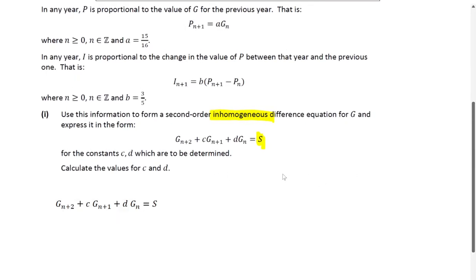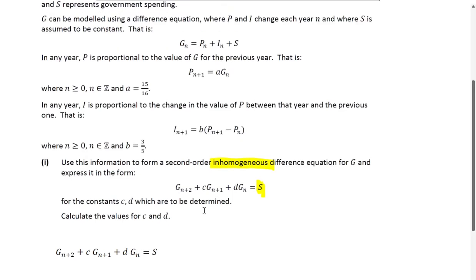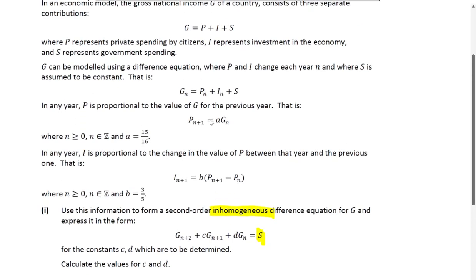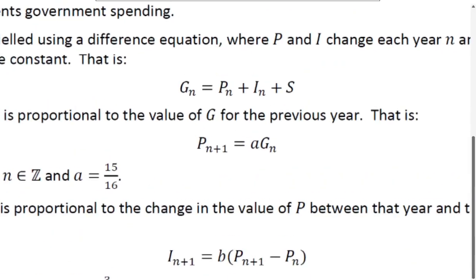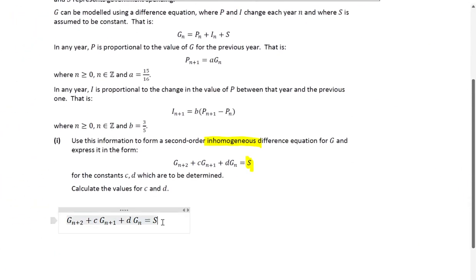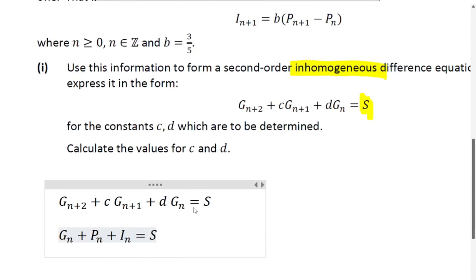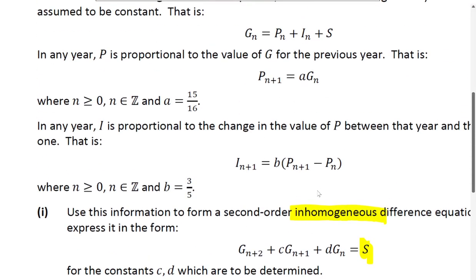So what I would be thinking first is, how do we start? Well, we have that G_n equals P_n plus I_n plus S from here. So we start with G_n plus P_n plus I_n equals S. I think that's the correct thing. Yep, equals. Okay, that's what we got. G_n equals P_n plus I_n plus S.